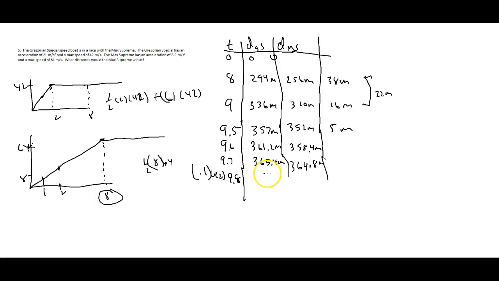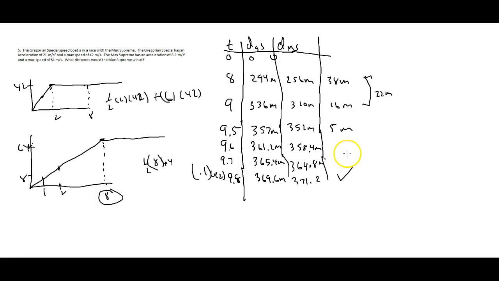I'm going to add another 4.2, and that's going to give me 369.6 meters. And then for the Max Supreme, I'm going to add 6.4, that's 2, carry the 1, 71.2, 371.2, check. The Max Supreme is now past it.